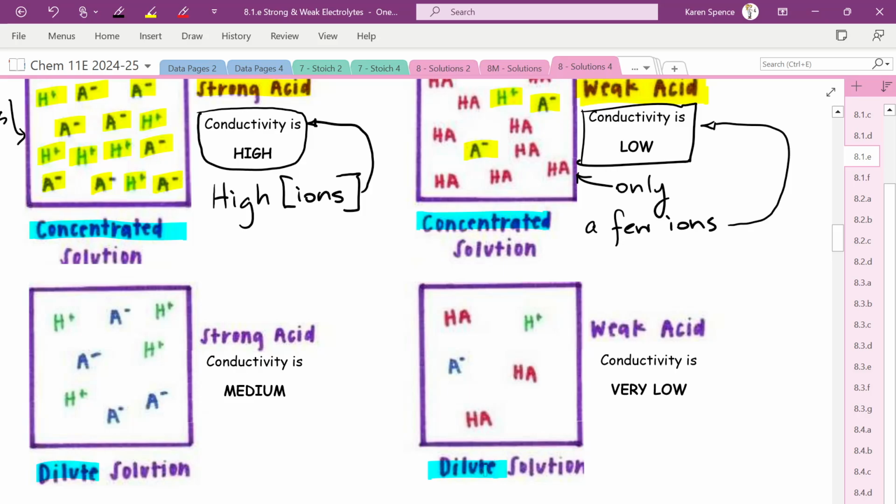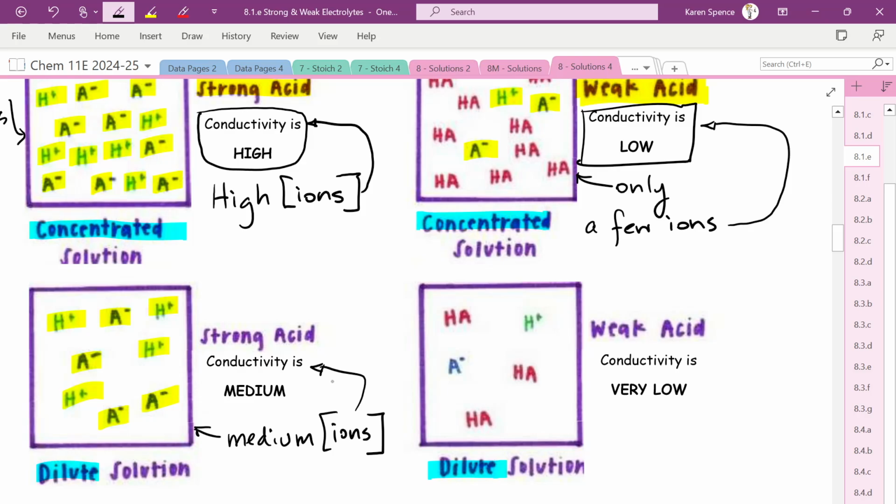So we look at our strong acid, and lo and behold, even though it's a lot lower concentration, we still have a medium amount of ions. Yes? We have a medium concentration of ions, therefore the conductivity is medium. And even if I hadn't diluted it this much, it might still be a high conductivity. Do you know what I mean? It just depends on how diluted it is.